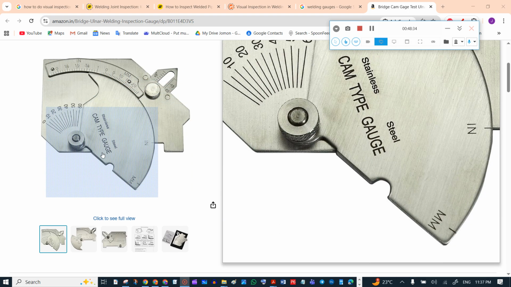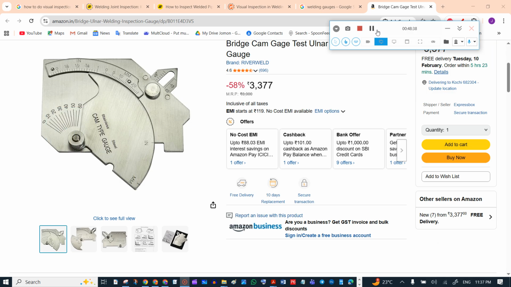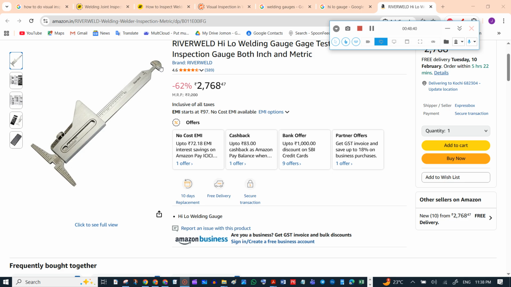Now we will discuss different gauges used during welding. So this is a high-low gauge. Here we can use it to check the inside, and this one we can use for checking the outside of the weld. Here we can put it into the root gap and measure the high-low. So this is the high-low gauge, and previously we had the cam bridge gauge.